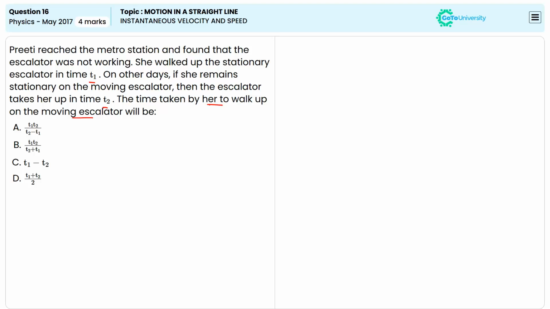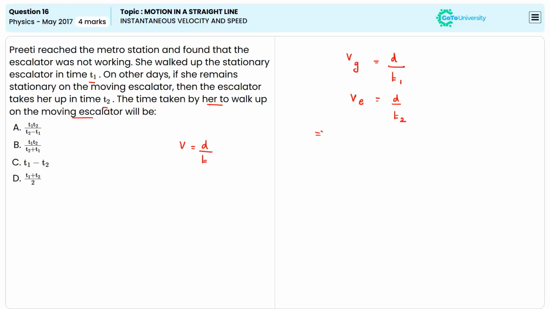Here, we can solve this question based on velocity. It's known that velocity is equal to distance over time. So here, the velocity of the girl with respect to the elevator can be written as d divided by t1. Similarly, the velocity of the elevator with respect to ground can be written as d over t2.